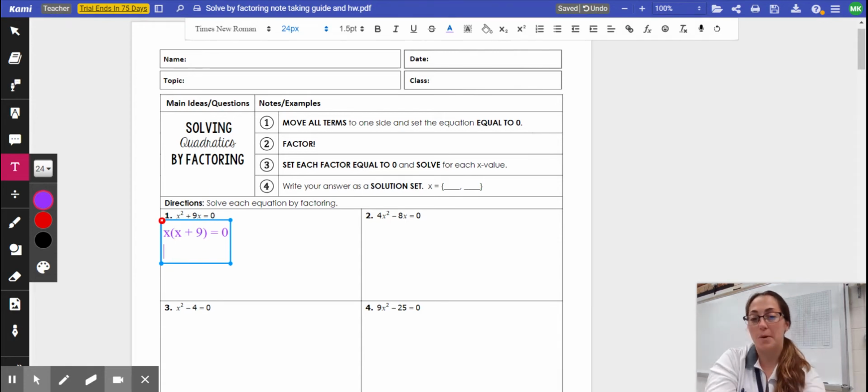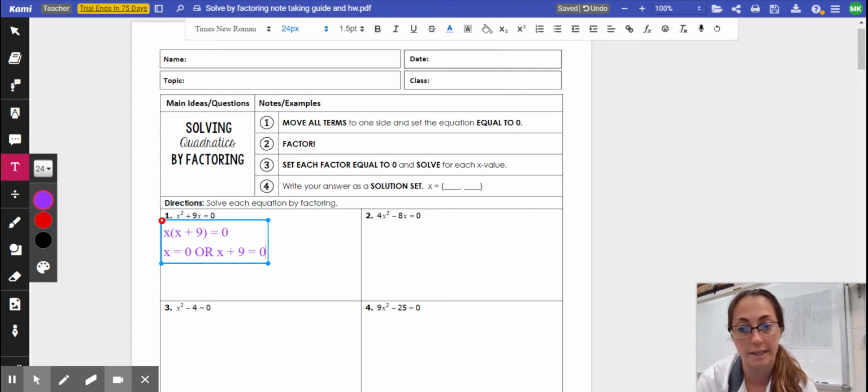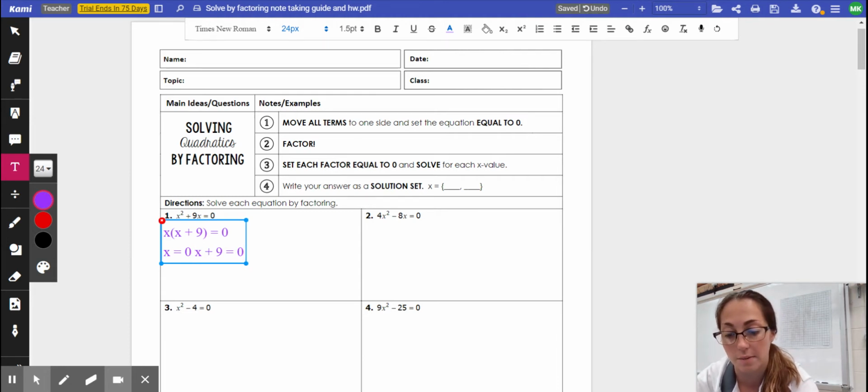Got me nervous. So that means that x equals 0 or x plus 9 equals 0, because the only way to get 0 when multiplying is if one of them is 0. And in math, in these cases that we're dealing with, it's an "and" scenario. So typically you don't write "and," but you're welcome to do so. I usually do have a space in between, and then solve for them.